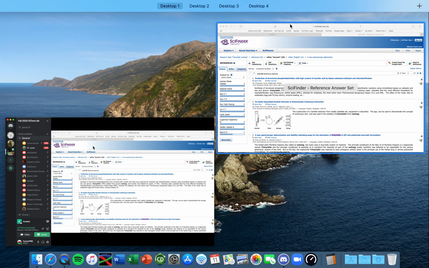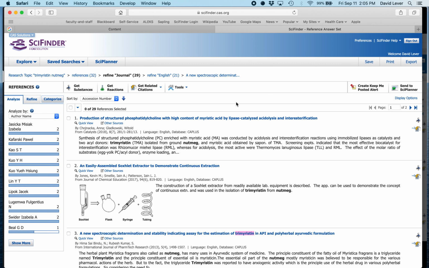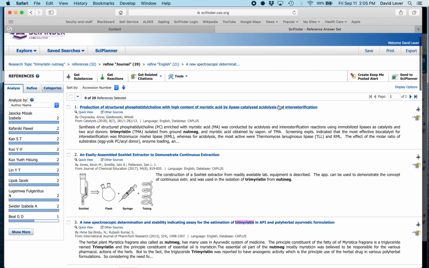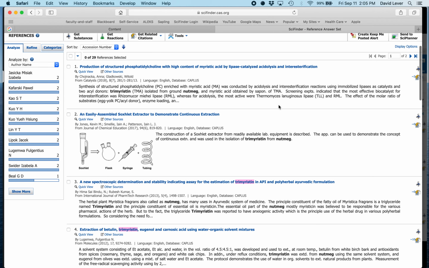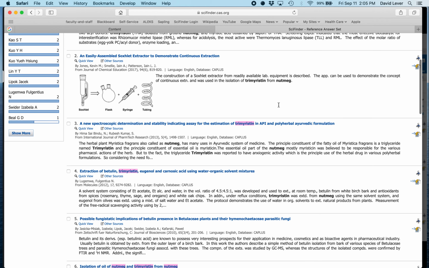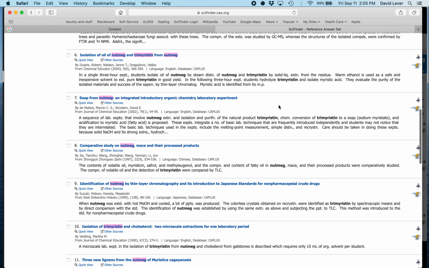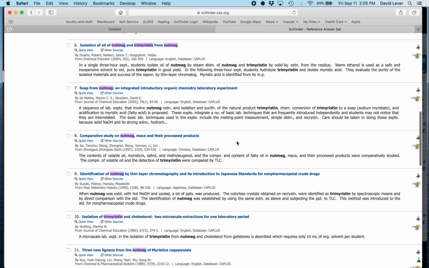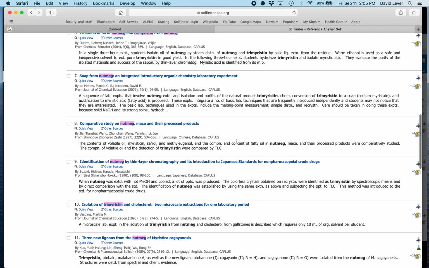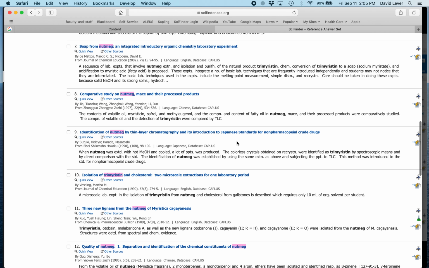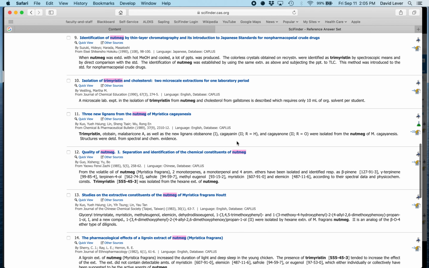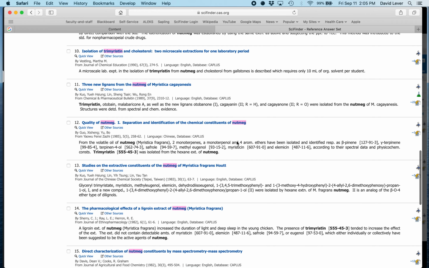So hopefully you're with me and you can see the 29 references there, right? We'll just scroll down. Most of them list the language as English. If you continue to look down, number 8, a comparative study on nutmeg, mace, and their processed products, was in Chinese, so we didn't want that one. The next one under there is in Japanese, right? Reference 12 is also in Chinese.